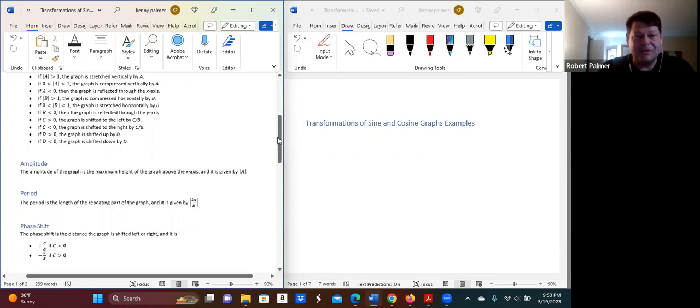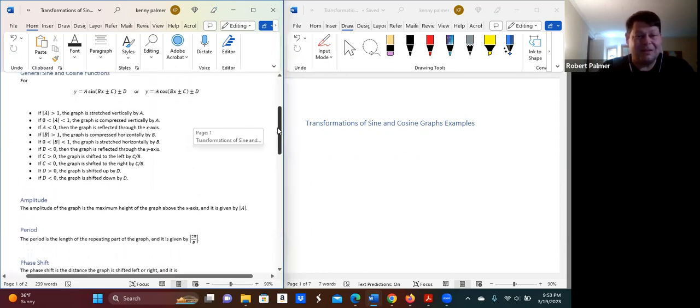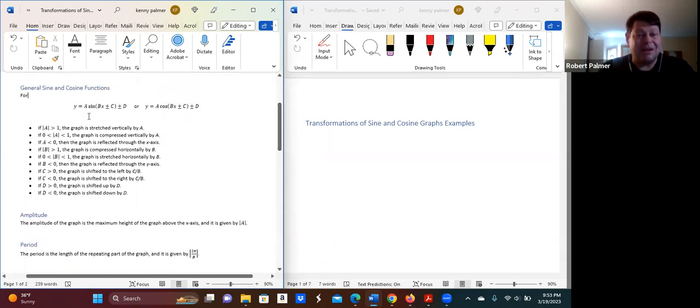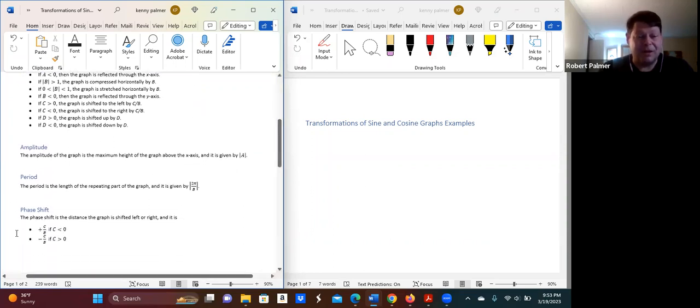The phase shift is actually this number c divided by b, but if c is negative, once again, it's a shift to the right. If c is negative, your phase shift then is what's called positive. The phase shift is positive c over b if c is negative, and it's negative c over b if c is positive. Okay, so it's the opposite of what you think, and we'll do some examples of these.